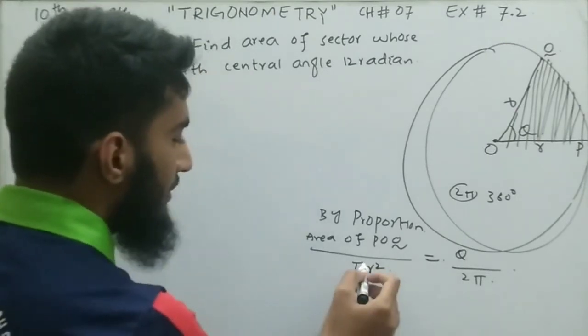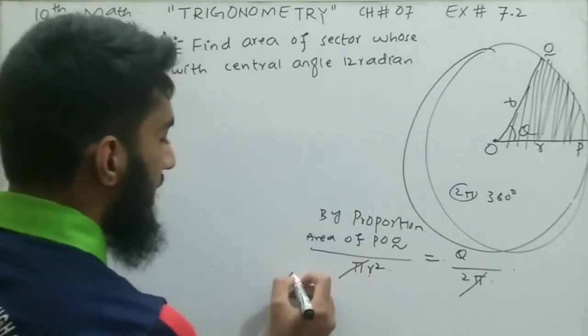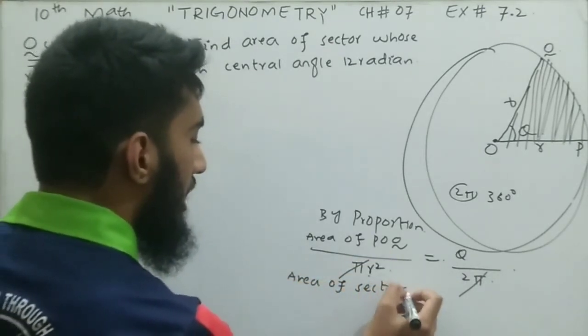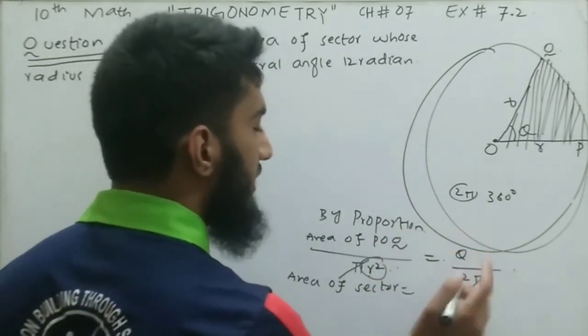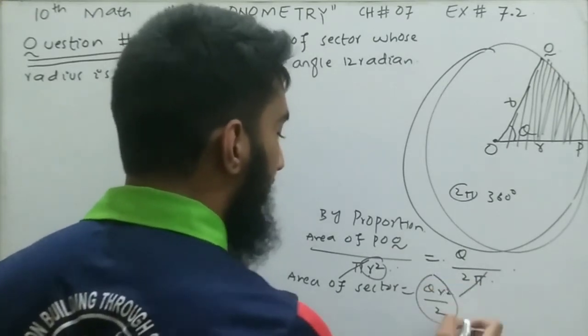Now after simplification, pi will cancel out with pi. This r square will move to the right hand side. So the area of the sector POQ will be, r square. Over here is a division, so by moving to the right hand side, it will multiply with theta. So it becomes theta r square divided by 2. So this is the required formula.